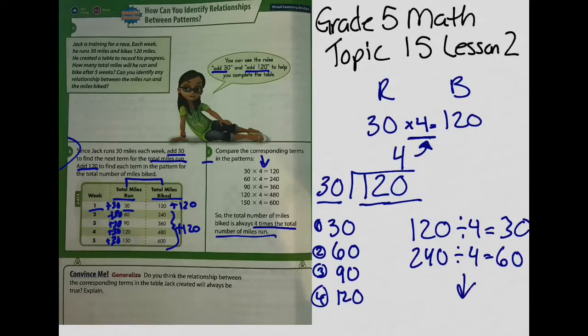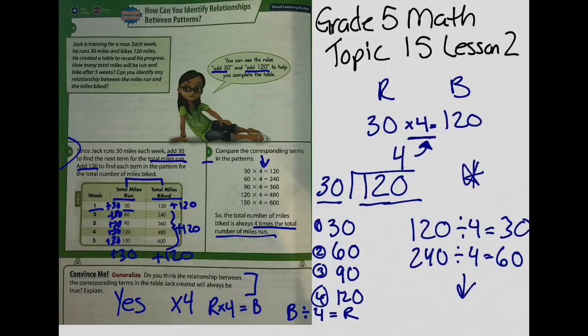Convince me, do you think the relationship between the corresponding terms in the table Jack created will always be true? Well, the answer for this is yes, because we're always going to be adding 30 and adding 120 to each week, so the relationship is always going to be multiplying by 4 when you do the miles run to get the miles biked, and the exact opposite, if we wanted the miles run, we would do miles biked divided by 4 equals the miles run, and you could see that with the work that we did over here.